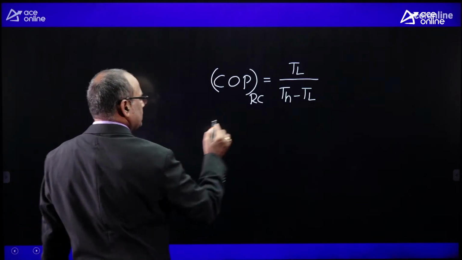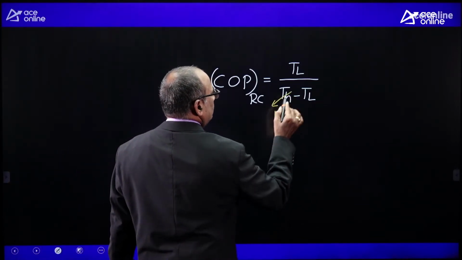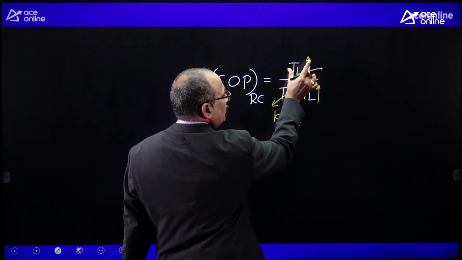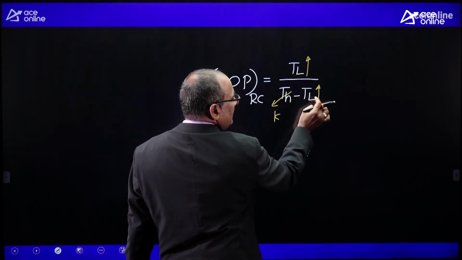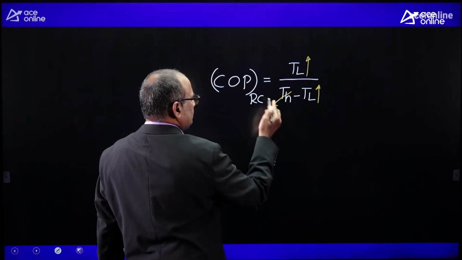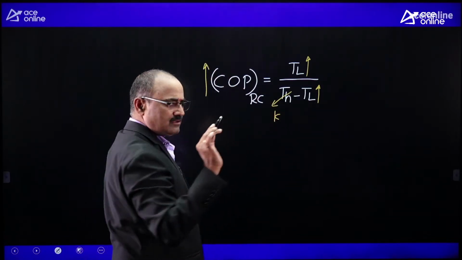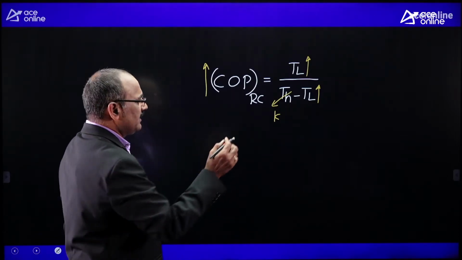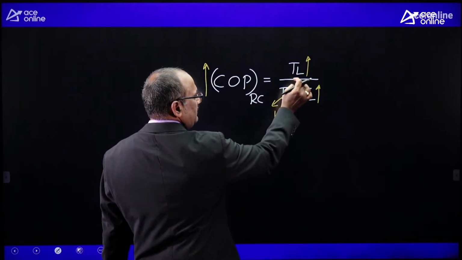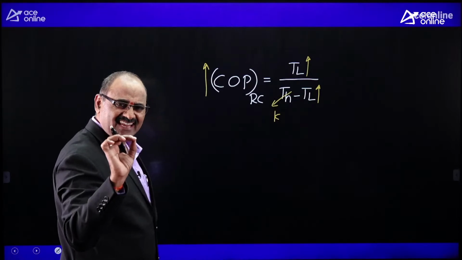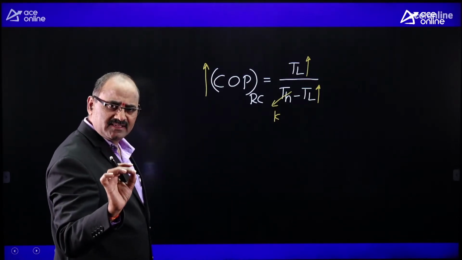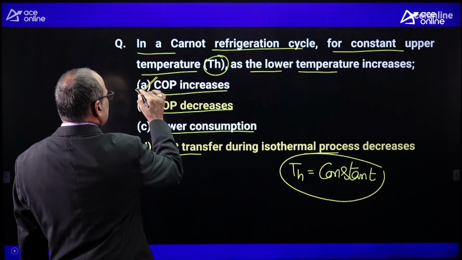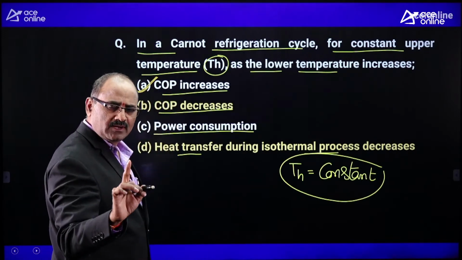At constant highest absolute temperature, if the lowest absolute temperature increases, the numerator value increases. Because of the increase in TL, the denominator value decreases. Therefore, the COP of the reversed Carnot cycle increases. Got that point? Once again, at constant highest absolute temperature, if the lowest absolute temperature is increased, the COP increases. Look at the option: COP increases. The very first option itself is absolutely correct.